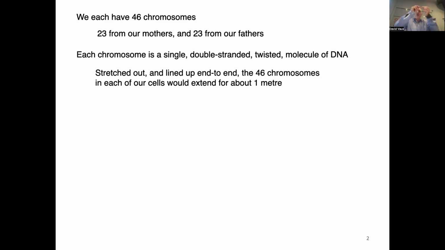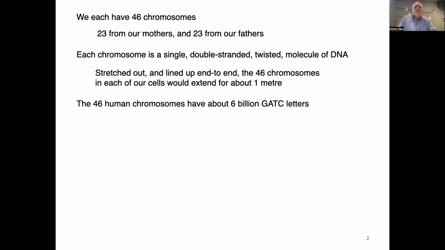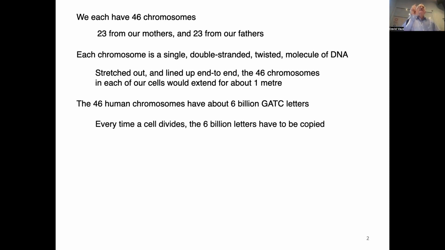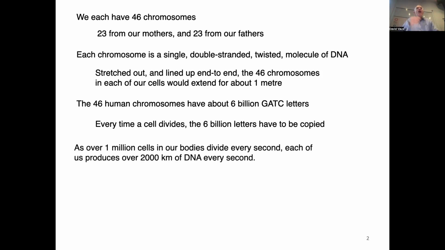Now, if you stretched out those 46 chromosomes and laid them all together end to end, they would stretch for about a meter, or actually closer to 2 meters long. Altogether, those 46 chromosomes have 6 billion letters, the letters known as GATC that encode the human genome. So every time a cell divides in two to make a daughter cell, those 6 billion letters have to be copied. And because over 1 million cells in our bodies divide and copy their DNA every second, it means that every second since the day we were born, our bodies make over 2,000 kilometers of DNA.